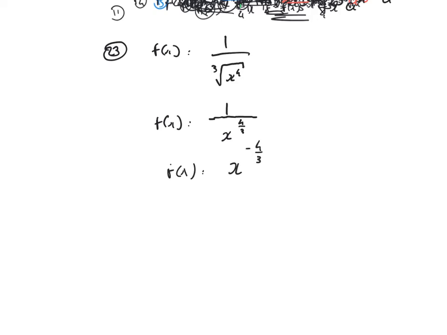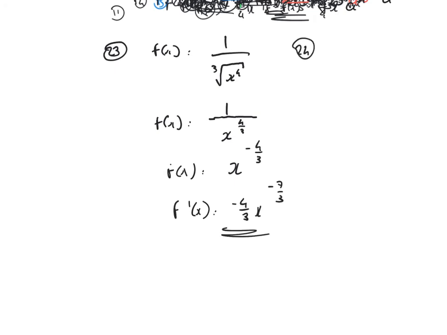Okay, example 23. f(x) equals 1 over the cube root of x to the power 4. Okay, so we've got two things to do first. We're going to get rid of the root sign, bring in fractional powers, and that's going to be 1 over x to the 4 over 3. Bring the thing up, change its sign, x to the minus 4 over 3. Now I'm in a position to differentiate. Bring the power down and multiply, and take 1 away from the power. Minus 4/3, take away 3/3 is minus 7/3.